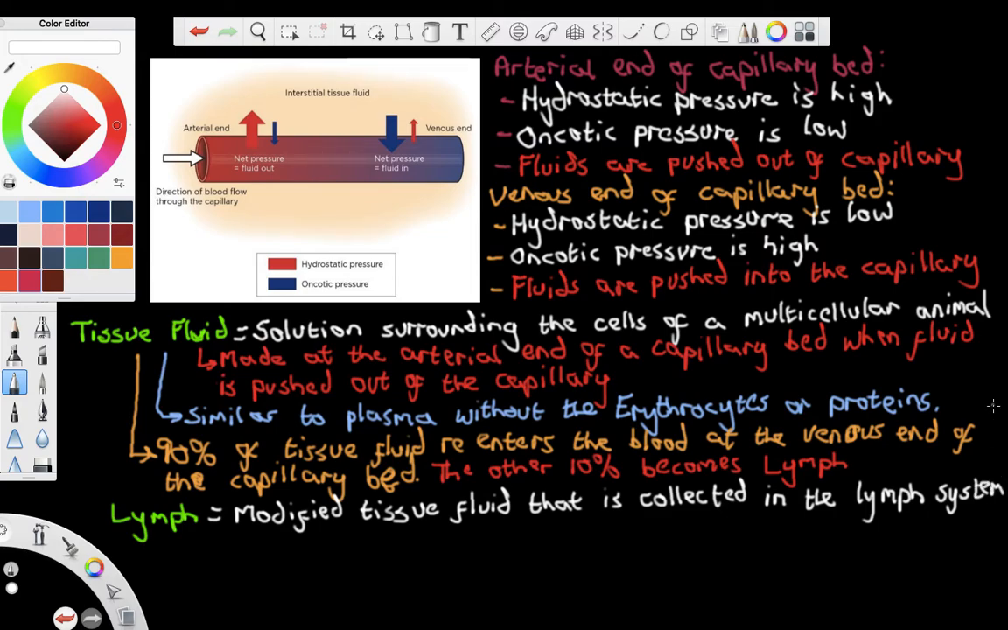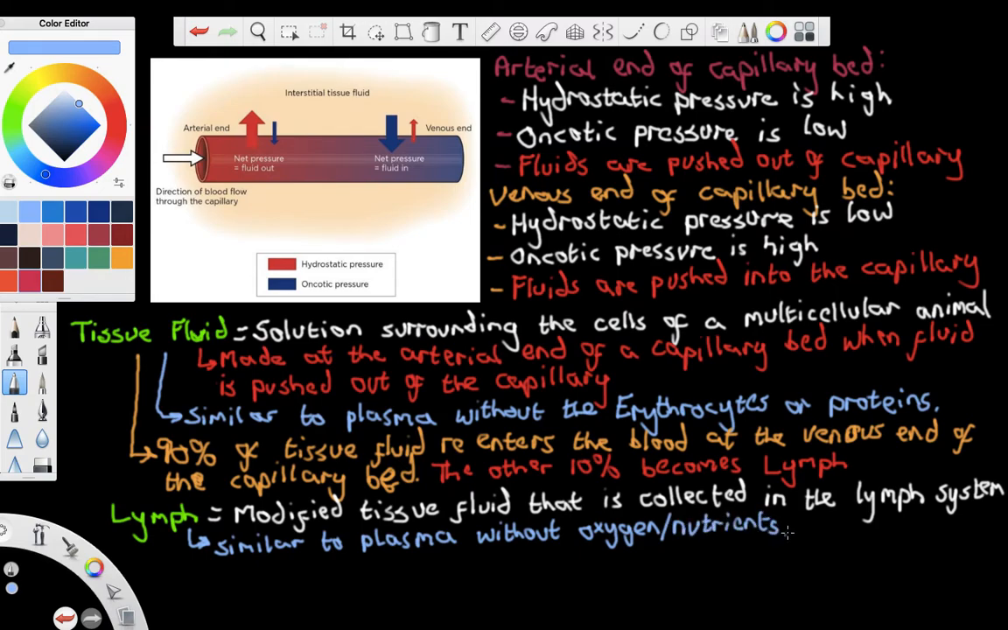Okay? Now essentially, this is similar to plasma, but it doesn't have oxygen or nutrients. So it's similar to plasma, without oxygen or nutrients. It's transported in lymph vessels, which have lymph nodes in them, which add lymphocytes to it. So it has lymphocytes added to it from the lymph nodes.